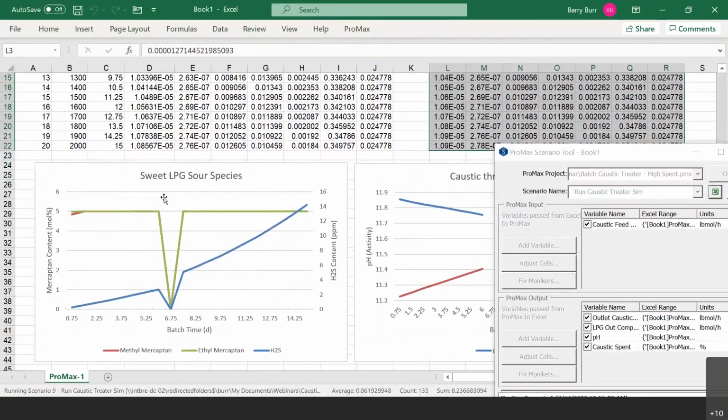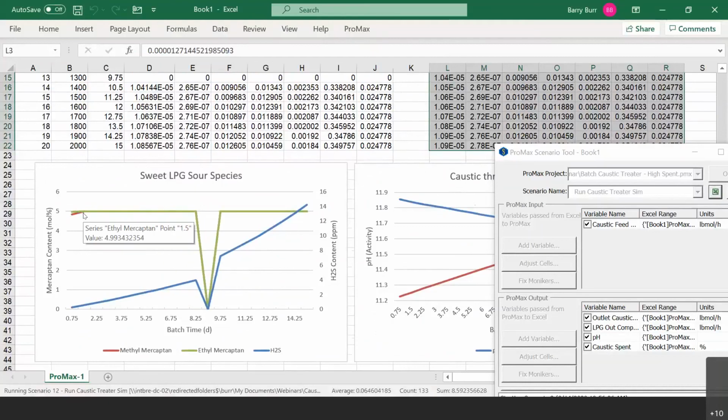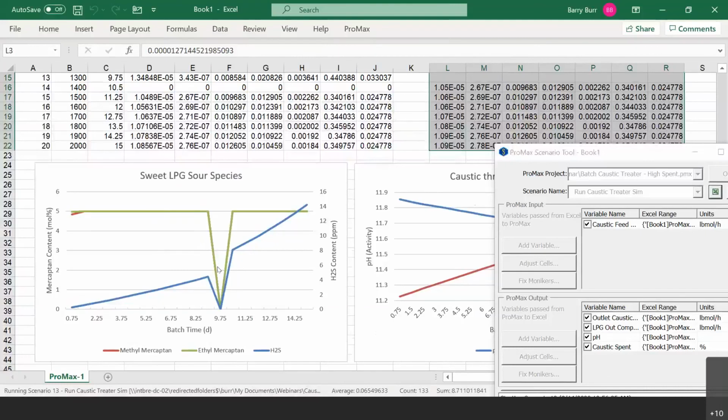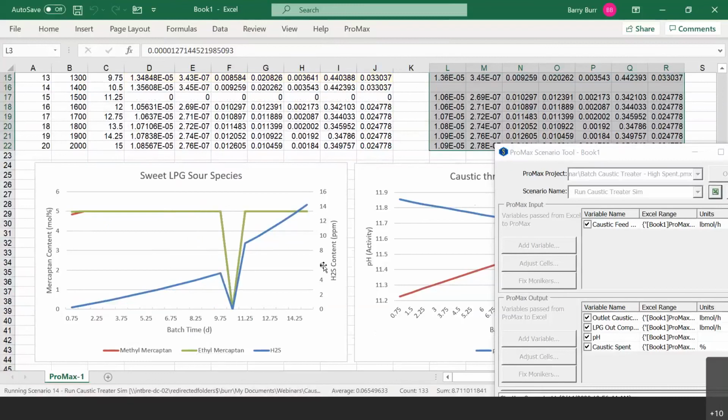So as we go through the simulation, we are seeing the graph update showing our species concentration. After 0.75 days, we already had brought in enough H2S to completely displace any mercaptan that was in the caustic. So it didn't take long for all the mercaptan to be displaced. And now we're seeing the H2S level just rise and rise as more H2S enters the system and is being removed. And that H2S concentration is on the right-hand side axis.